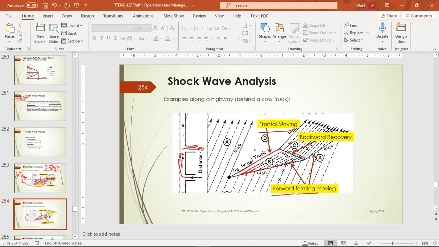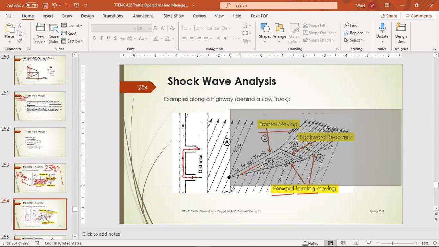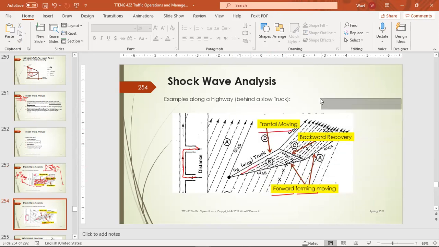Here is another example for a shock wave. In this example, we have a truck that is entering a road, a single lane for example. It's entering from here, then exiting again from here. So this truck is going at a slow speed. That means the vehicles driving behind that truck need to slow down. Okay, so let me just draw this in a better format.